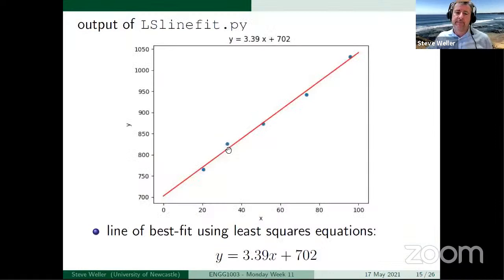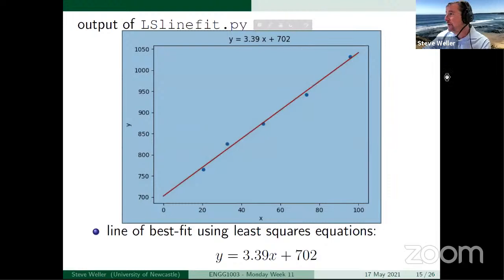So here's what happens when we run the code. We get a straight line that visually looks like it certainly describes the data well. And using the code, we get that the gradient m is 3.39 and the offset is 702. I've written that in the code that I've shared with you on the following pages, but also in Blackboard and Discord. The code actually writes the line of best fit equation in the title of the graph.